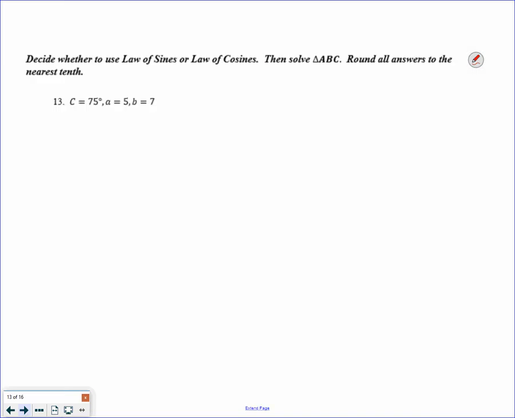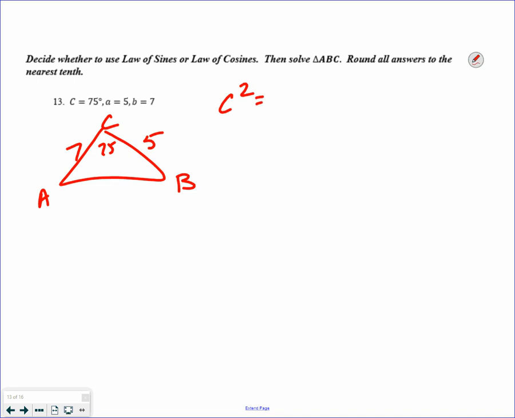Next one, again, I'm going to draw a picture. This time I won't draw my picture quite so big. Angle A, angle B, angle C, and you are given that angle C is 75, side A is 5, and side B is 7. So you cannot use the law of sines. You have no ratio. You don't have an angle with the side opposite, but you can use the law of cosines. C squared equals a squared plus b squared minus 2ab cosine C, and that is not going to be given to you.